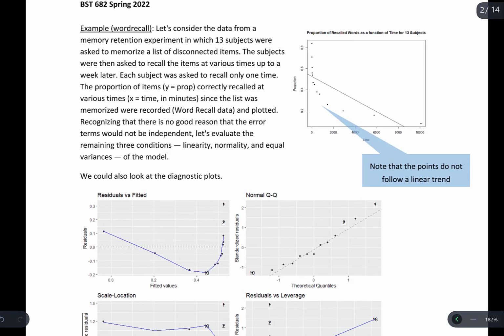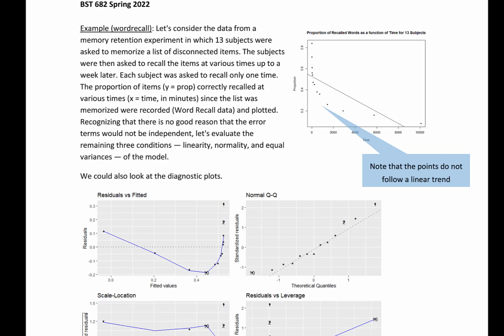Let's look at an example here. We're just going to look at a small data set. We're going to look at data from a memory retention experiment where there were 13 subjects, and they were asked to memorize a list of disconnected items. The subjects were then asked to recall the items at various times up to a week later. Each subject was asked to recall only one time.